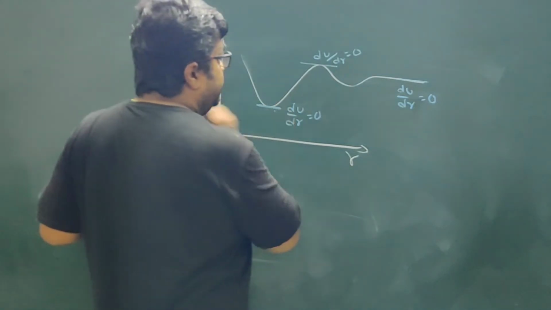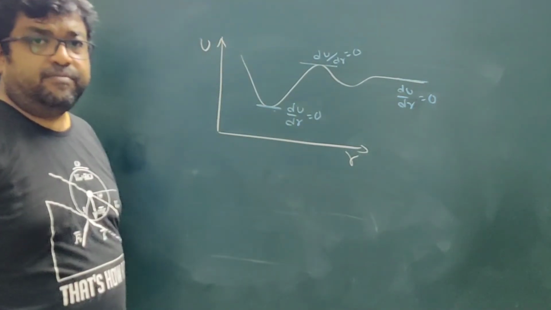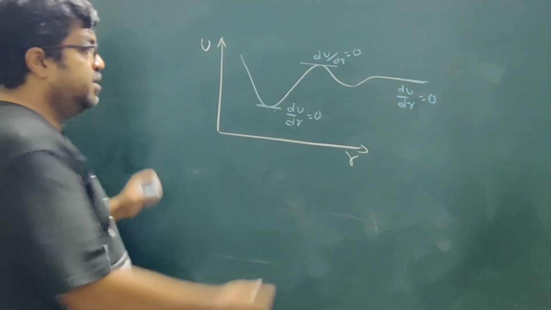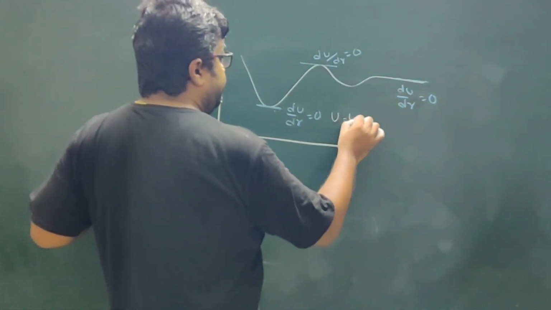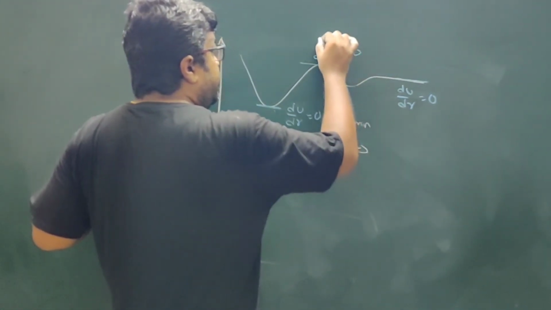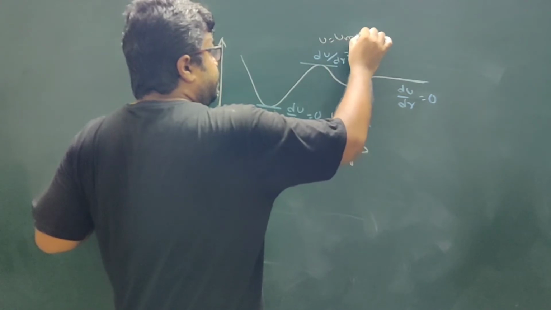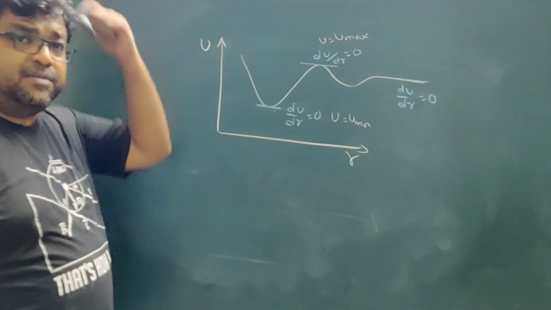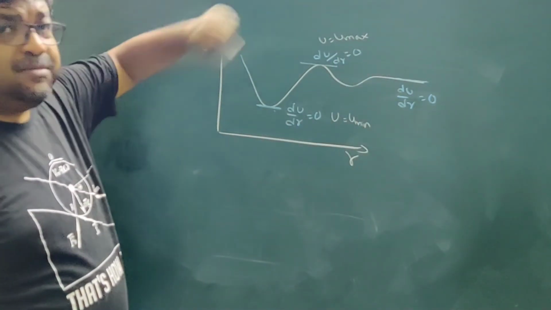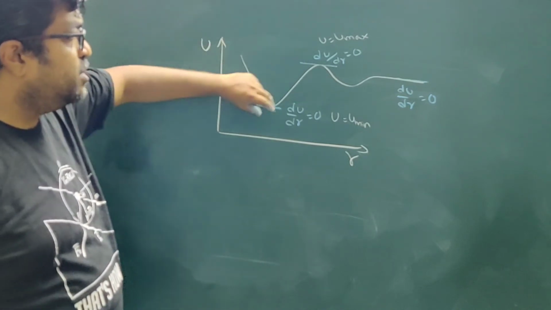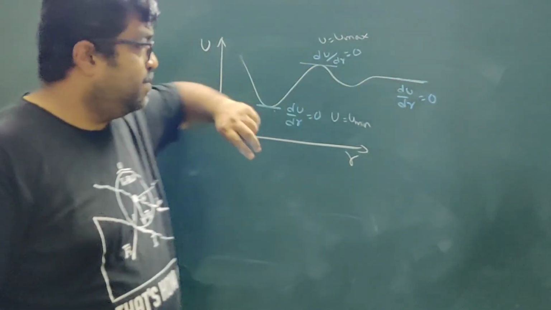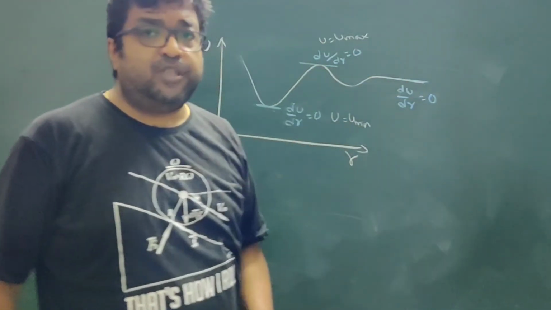Now here potential energy is minimum. Okay, U is minimum. Here potential energy is maximum. So when potential energy is maximum, see here force is 0, here force is 0, here also force is 0. So that means these three positions are equilibrium positions.